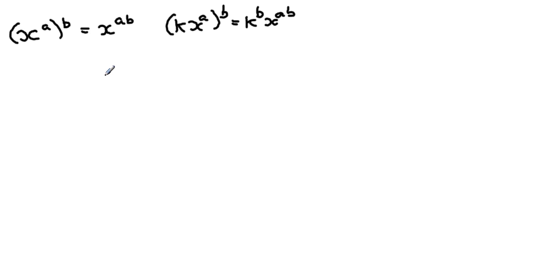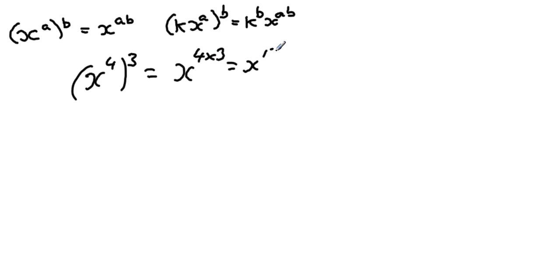And that applies to anything in the bracket, everything gets raised to the power b. So if we had x to the power 4 cubed, that's just going to give us x to the power 4 times 3, or x to the power 12. And if you think about it, x to the power 4 cubed is just x to the power 4 times x to the power 4 times x to the power 4, which is clearly then x to the power 12. Just as a double check.